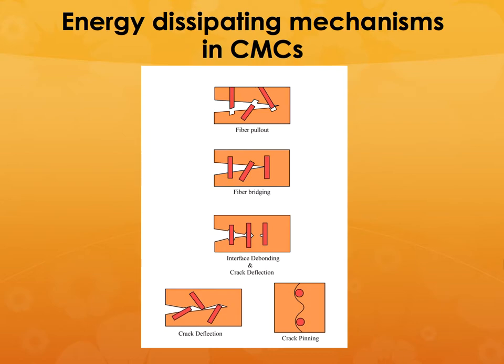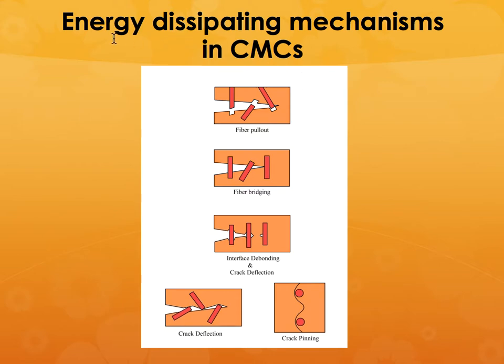The energy dissipating mechanisms in ceramic composites is a very important phenomenon to learn and to understand. Now, there are many different types of energy dissipating mechanisms in ceramic composites. Now, if you had the fibers and they were to pull out from the matrix, suppose there is an advancing crack and these fibers are supposed to pull out from inside the matrix on the opposite side.